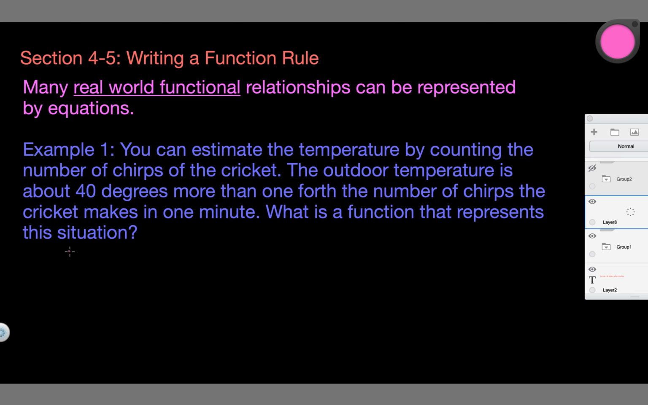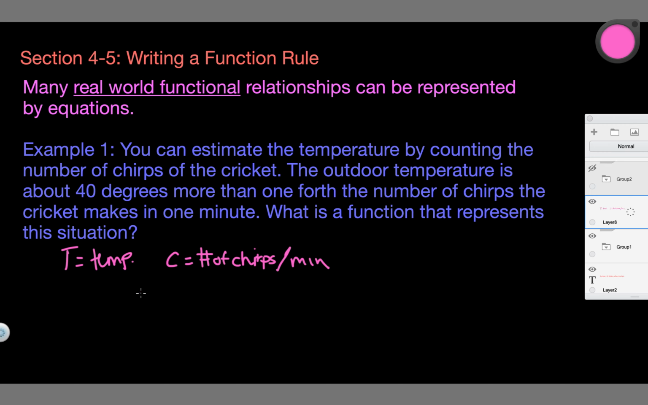So our first variable is going to be T, which is the temperature. Our second variable is going to be, let's say, C, for the number of chirps per minute. So the number of chirps per minute and T, and we're going to relate these somehow.